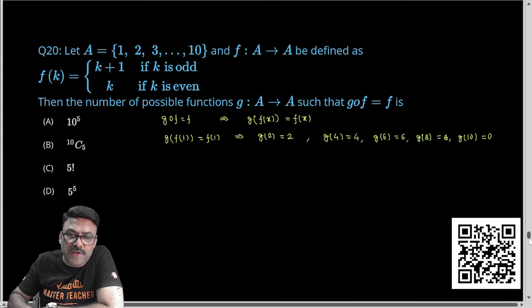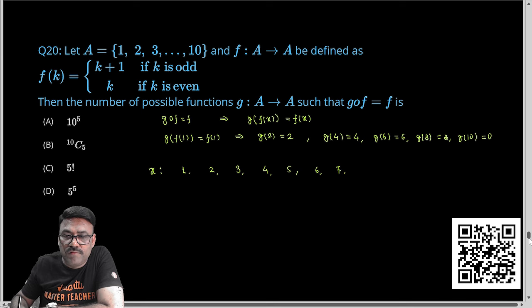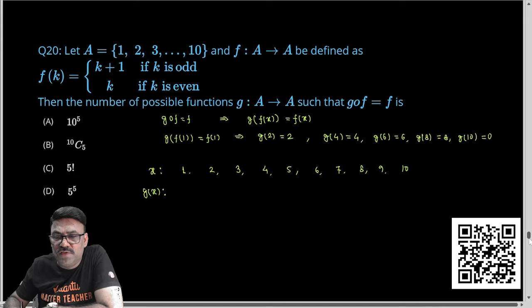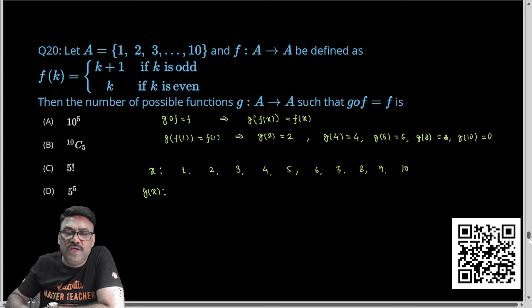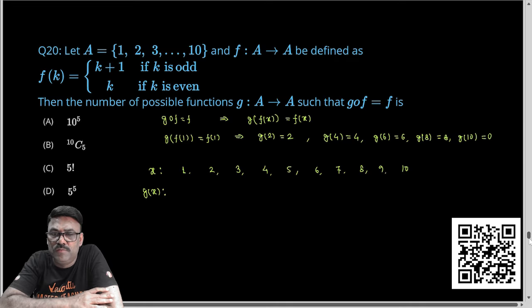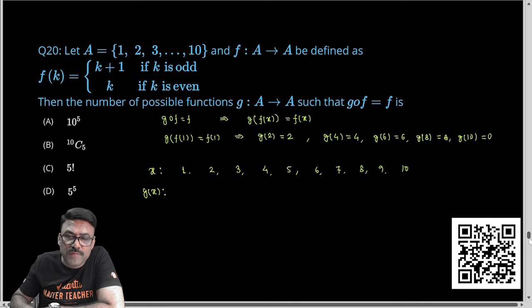So I'm writing x here. x is 1, 2, 3, 4, 5, 6, 7, 8, 9, 10. And if I write the number of ways of g(x), so see, g(1) can be any one. In fact, the only restriction is that g(2) should be 2, g(4) should be 4, g(6) should be 6, g(8) should be 8, so g(1) can be any of the 10 numbers. g(1) can be 1, g(1) can be 2, g(1) can be 3. So for g(1), you have 10 options.